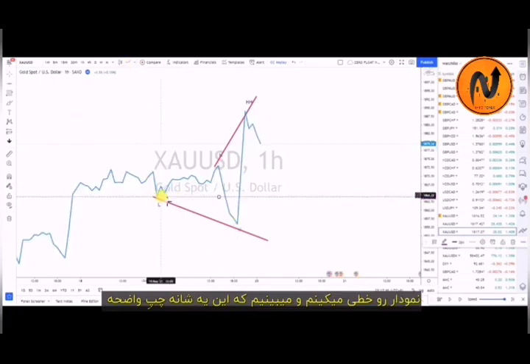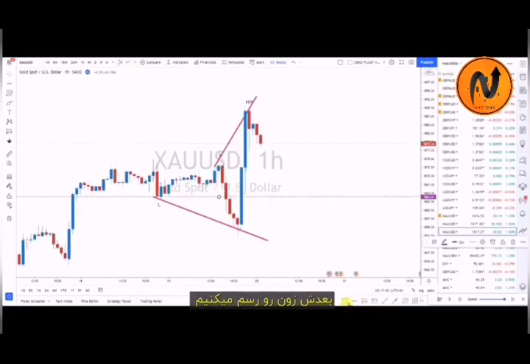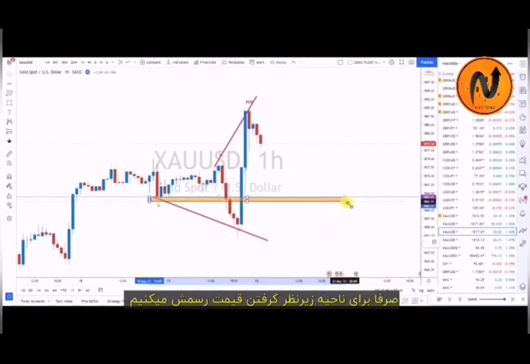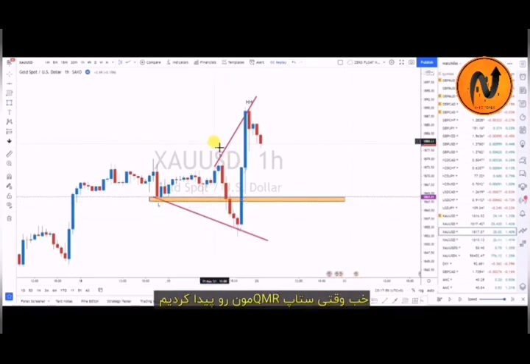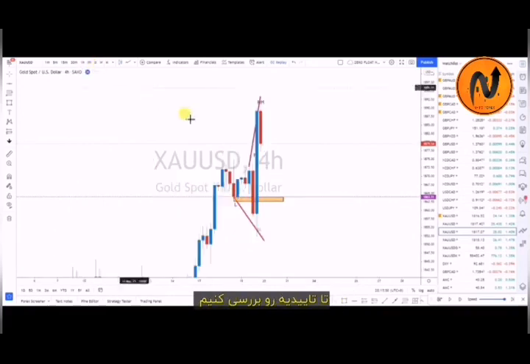We change to the line chart. We can see this is a clear left shoulder, and then we mark the zone. Nothing special about it, just as a monitoring area, so when price comes in, it's easy for us to monitor. Once we found our QMR setup, we should go to the H4 time frame to check for confirmation.